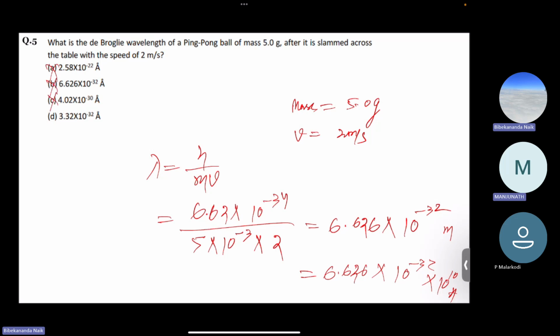Yesterday they have removed angstrom only. They removed, sir, everything. Yes, yes. So either you remove angstrom or you remove the values. So the correct answer will be 6.62 into 10 to the power minus 22 angstrom.